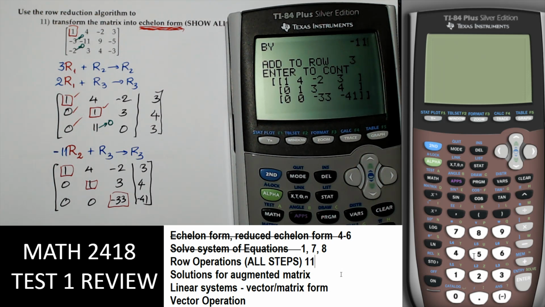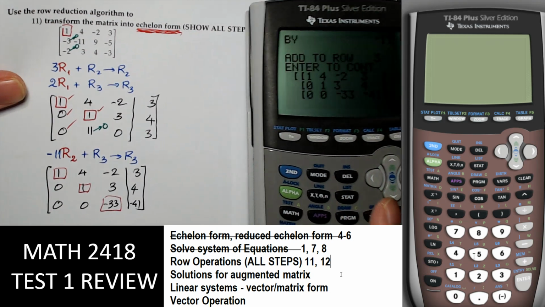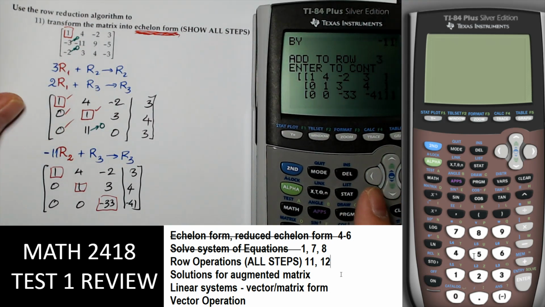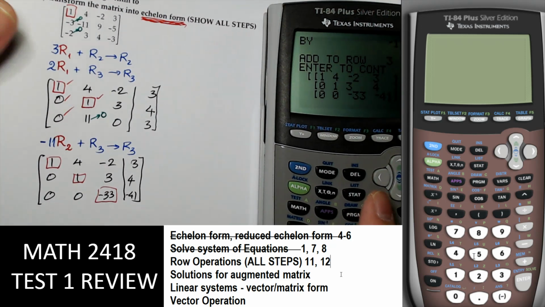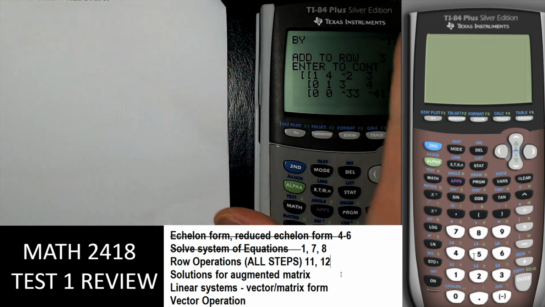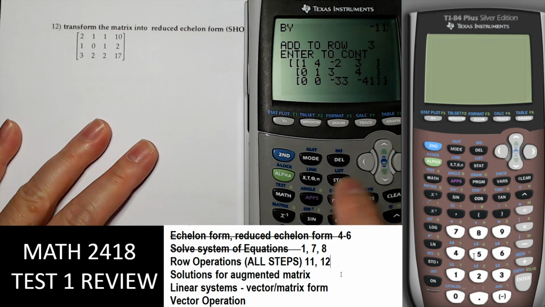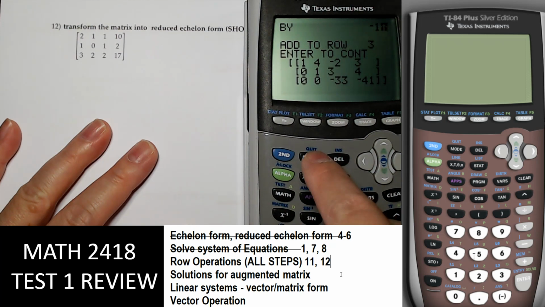That's question 11. Now we'll go to 12. This is echelon form or row echelon form. Right. Next we'll go to reduced row echelon form. There will be a lot more work to that. So since we're done here, then hit second and mode.